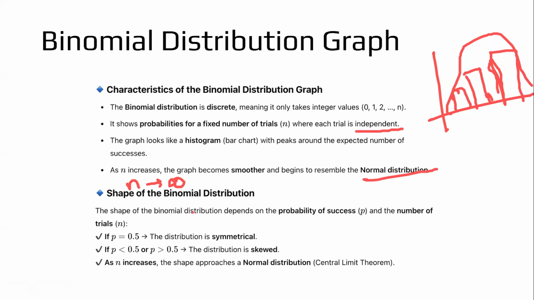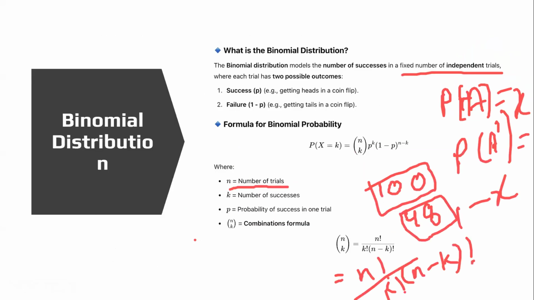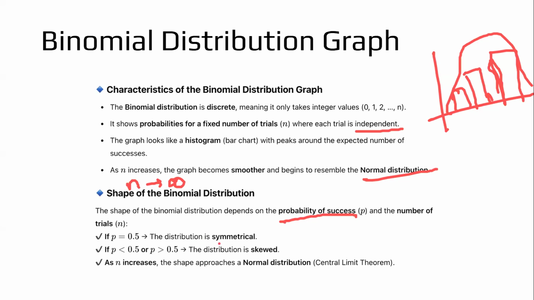Okay, see the shapes of the binomial distribution. The shape of a binomial distribution depends on the probability of success, this is very important, and the number of trials. If p, the probability of success, is equal to 0.5, the distribution is symmetrical. If p is less than 0.5 or greater than 0.5, the distribution will be skewed. You guys remember how to identify a right skewed or left skewed distribution, right? We discussed it, correct? If you're not aware, please go through the old recordings. And as I mentioned, as n increases, the shape approaches a normal distribution.